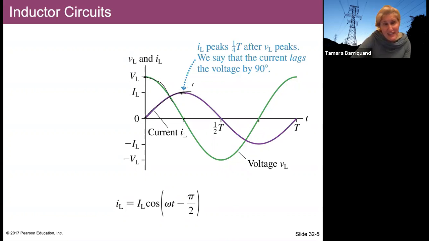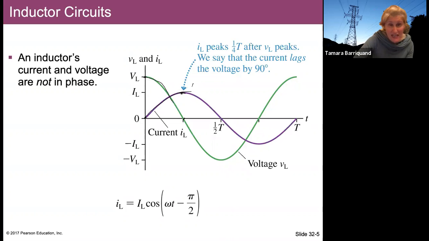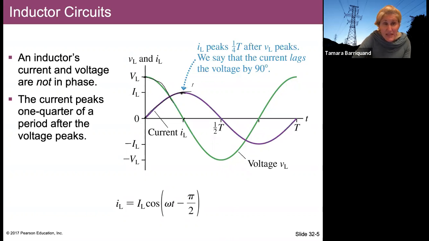So what we see is that an inductor's current and voltage are not in phase. Instead, the current peaks 1/4 of a period after the voltage peaks. So this tells us that the current peaks after the voltage peaks, 1/4 of a period after the voltage peaks. And so we see that in this case, the current lags the voltage.